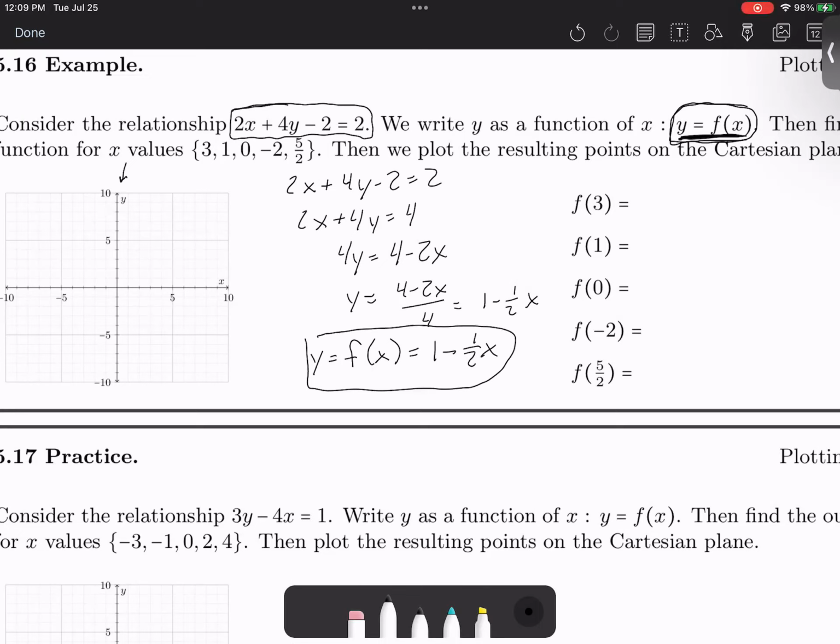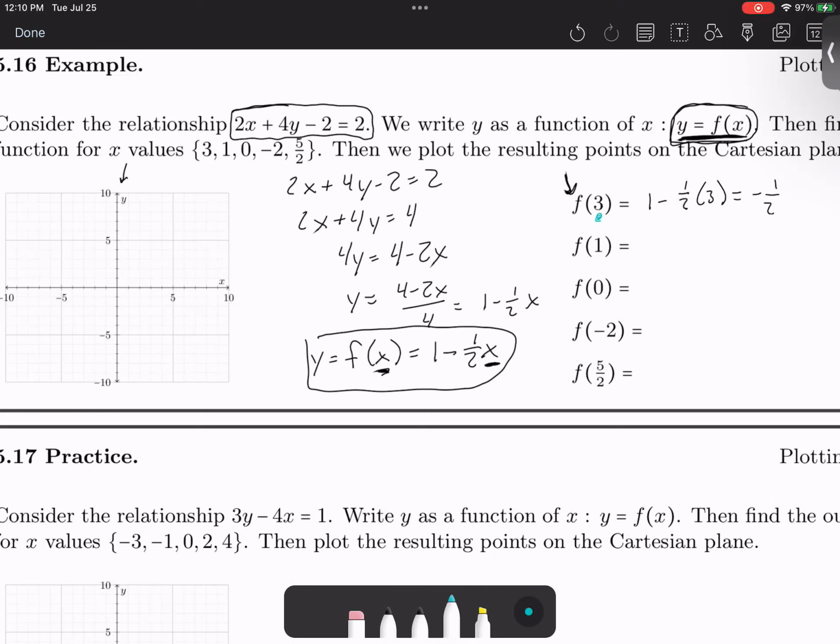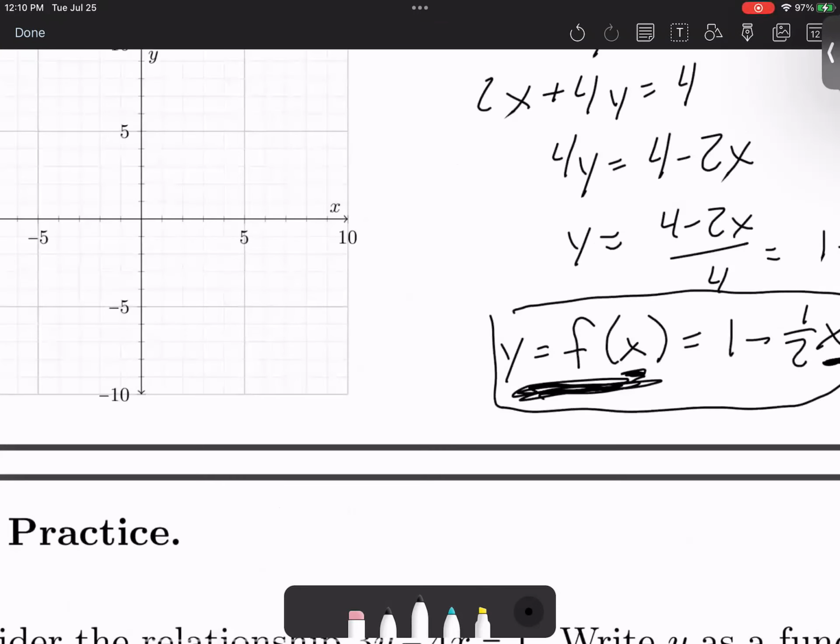So now let's plot a few points. Here, the function f at the point 3: if I plug in 3 for these x's, I get 1 minus 1/2 times 3. That gives me minus 1/2. So the x value of 3 gives me an output, a y value, of minus 1/2. So 1, 2, 3 gives me a y value of minus 1/2. That's a point that's on my function.